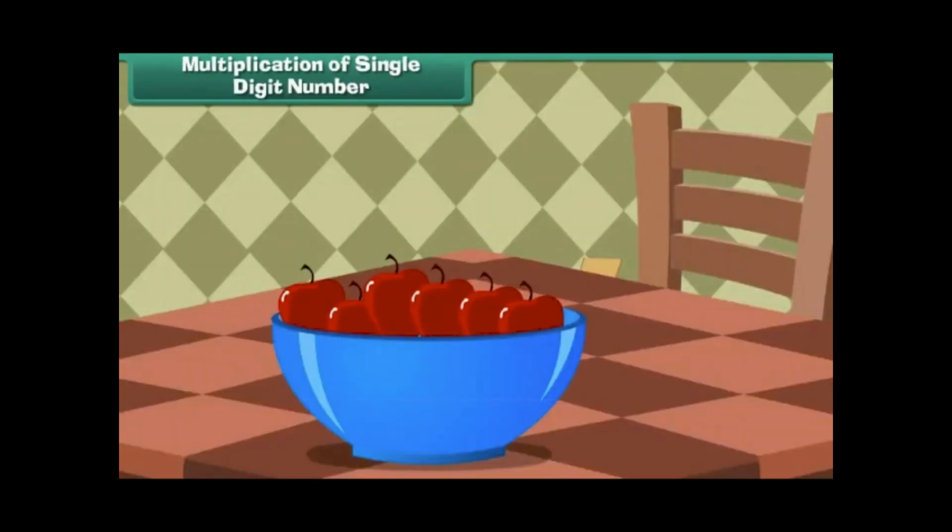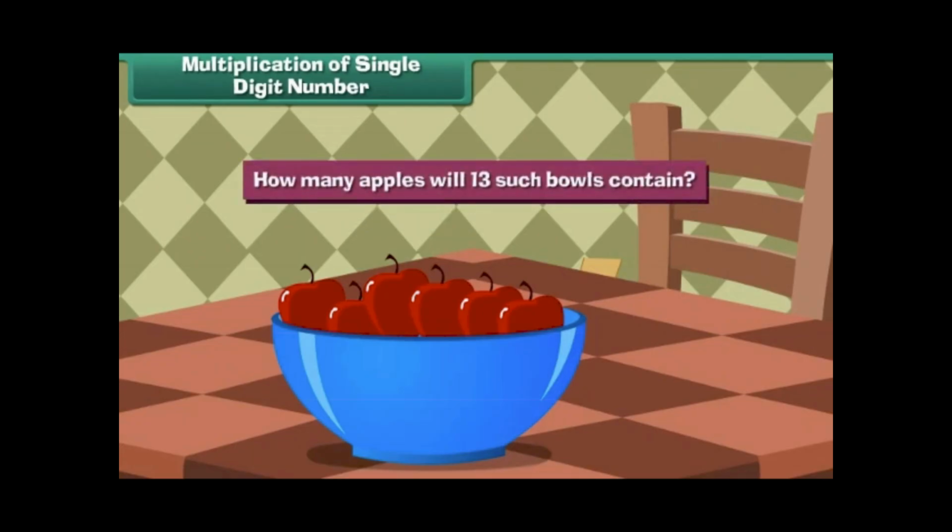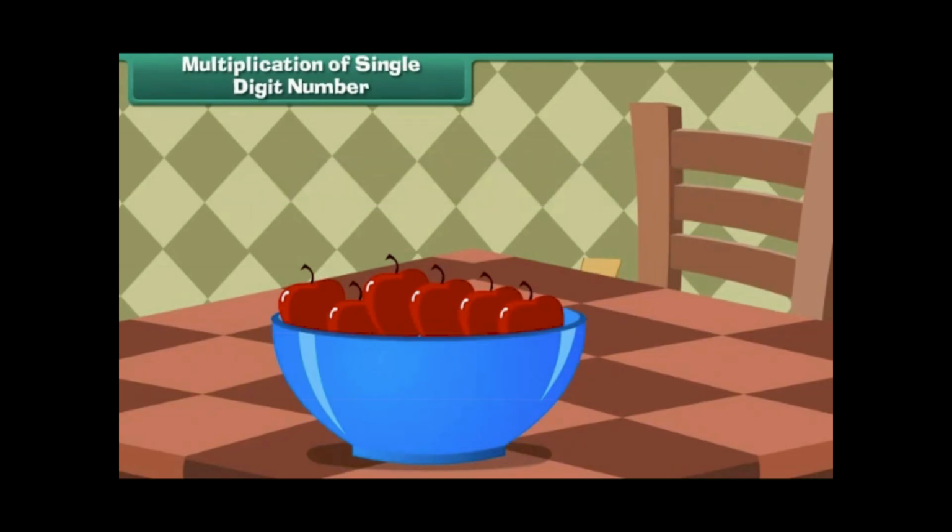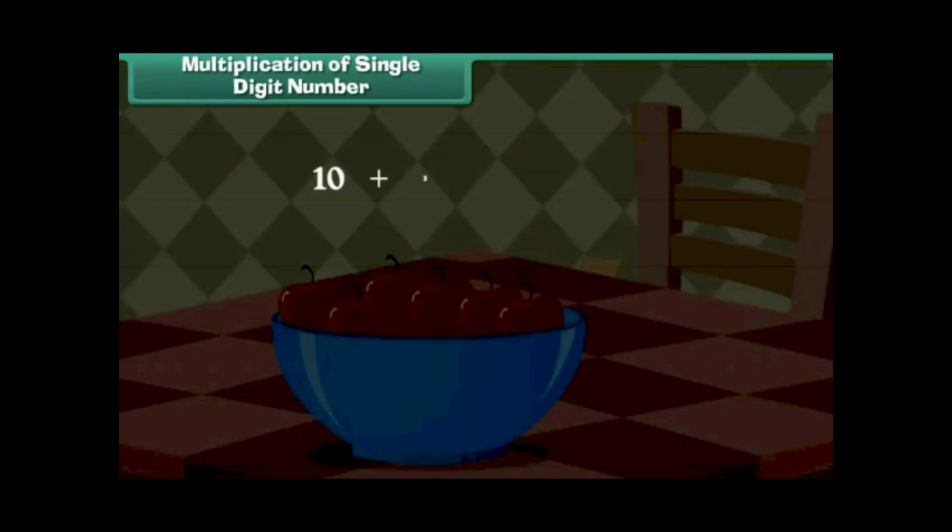Multiplication of single-digit number. One fruit bowl contains 6 apples. How many apples will 13 such bowls contain? We must multiply 13 and 6 to find the answer. Write 13 as 10 plus 3. Multiply 10 and 6. Then multiply 3 and 6.